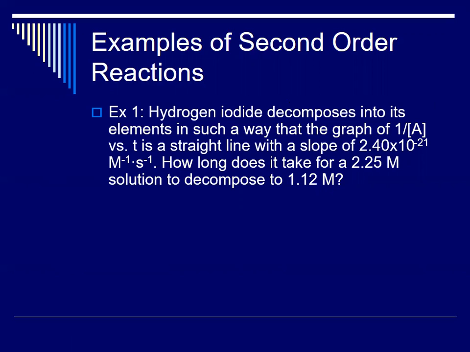Hydrogen iodide decomposes into its elements in such a way that the graph of 1 over [A] versus t is a straight line with a slope of 2.4 times 10 to the negative 21 per molar per second. How long does it take for a 2.25 molar solution to decompose to 1.12?